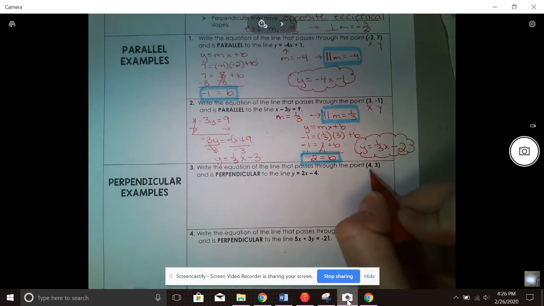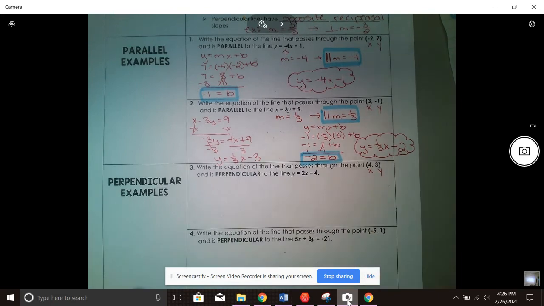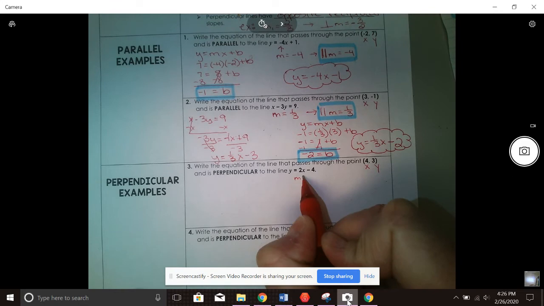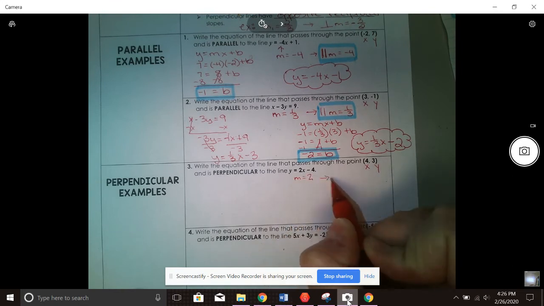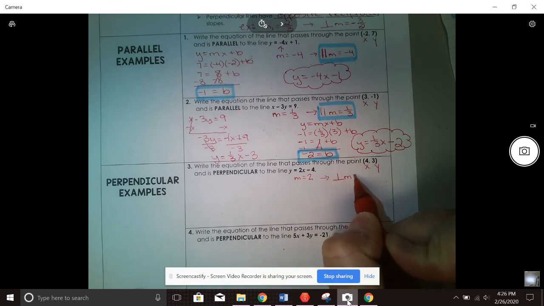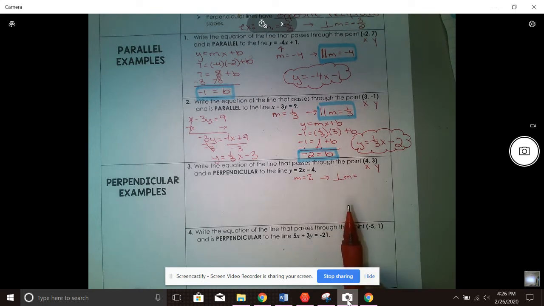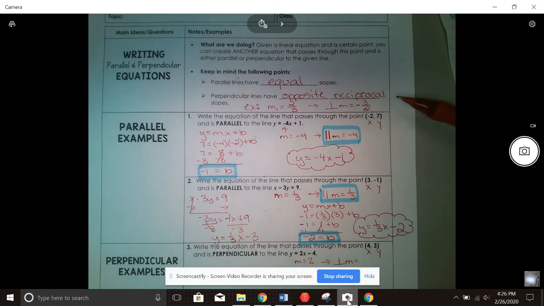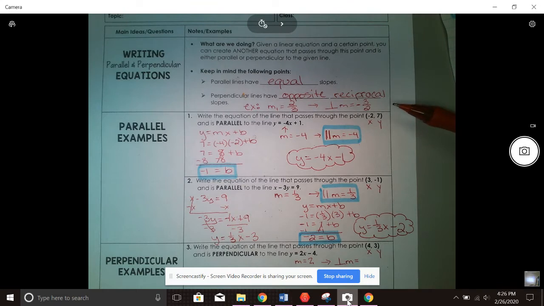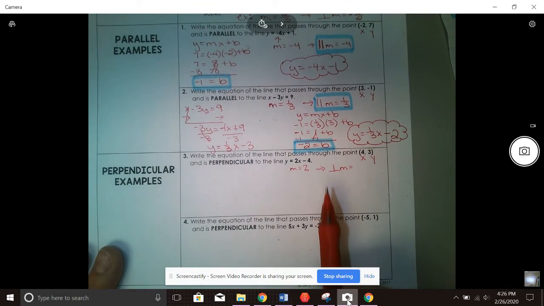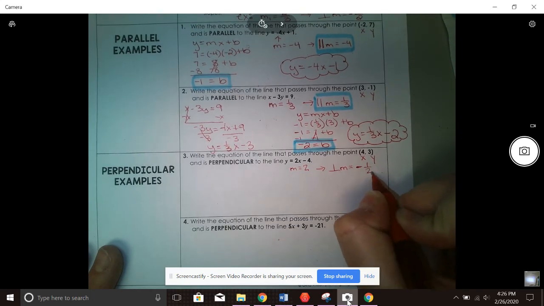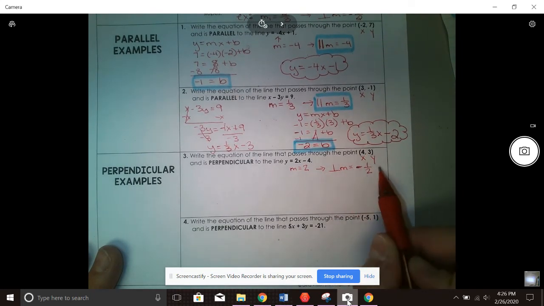I know I'm going to use 4 and 3 as my x and y. In this equation, the slope is 2, but I'm trying to build a perpendicular line, so I need to know what to do with perpendicular slope. Let me remind you. Perpendicular lines have opposite and reciprocal slopes, so I need to change the sign and flip the fraction. I'll go from a positive 2 to a negative 1/2. So I'll be plugging these things in.